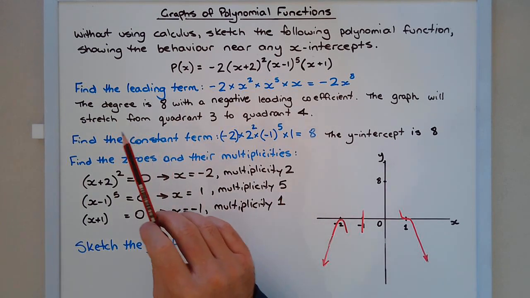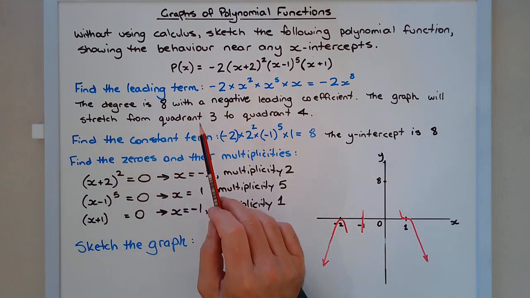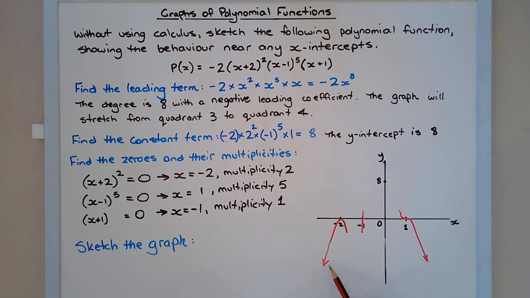Also taking note that the curve will stretch from quadrant 3 to quadrant 4, so this is why this arrow is here. This is quadrant 3, so it's as if the curve's starting from quadrant 3 and it ends up here. So clearly, the curve will bounce off the x-axis here.